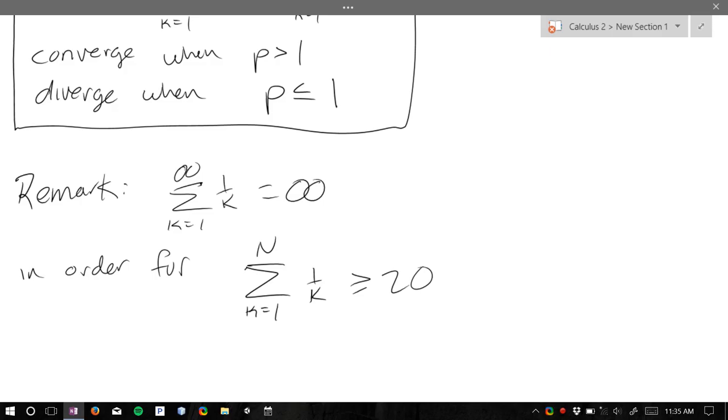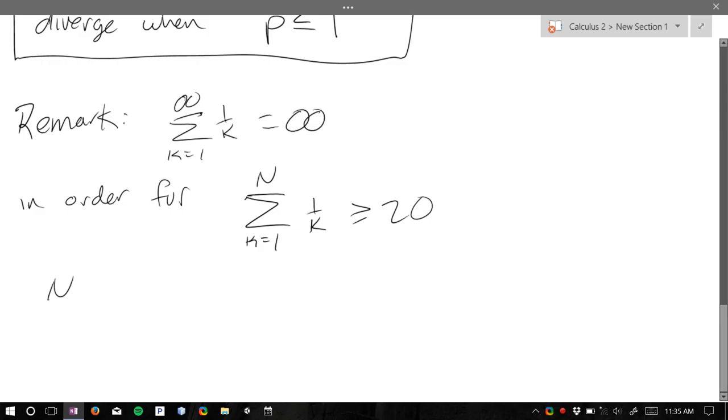How many terms do you think you need to pass 20? Remember, your first number is 1. Your second number is 1/2. Then 1/3. Then 1/4. Then 1/5. Then 1/6. It takes a little while to even hit 2. So in order to hit 20, according to this, you need 178 million terms. So yes, it does go to infinity, but you have to have a lot of patience.